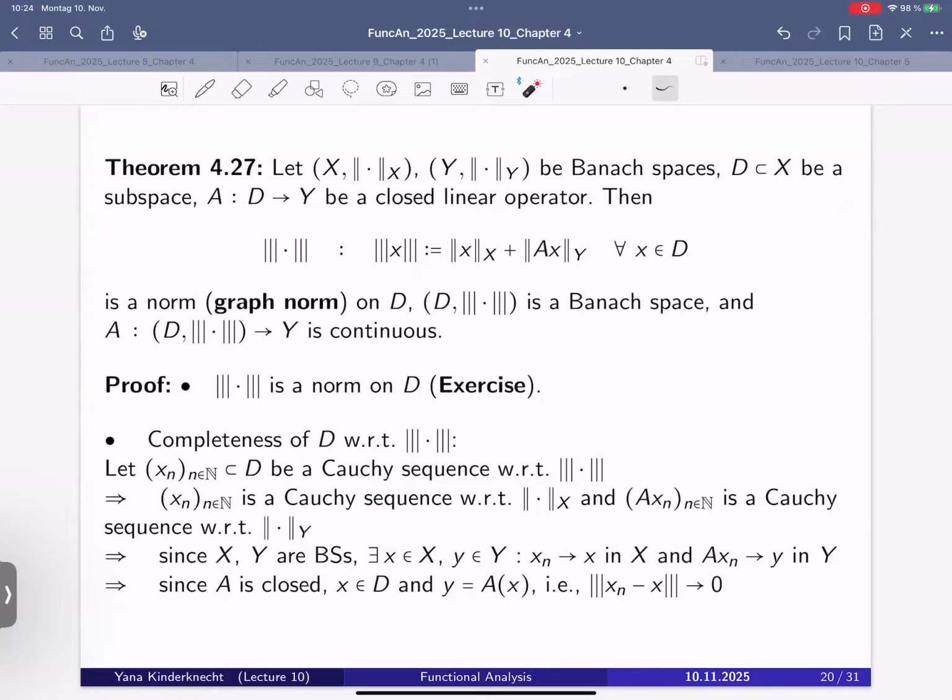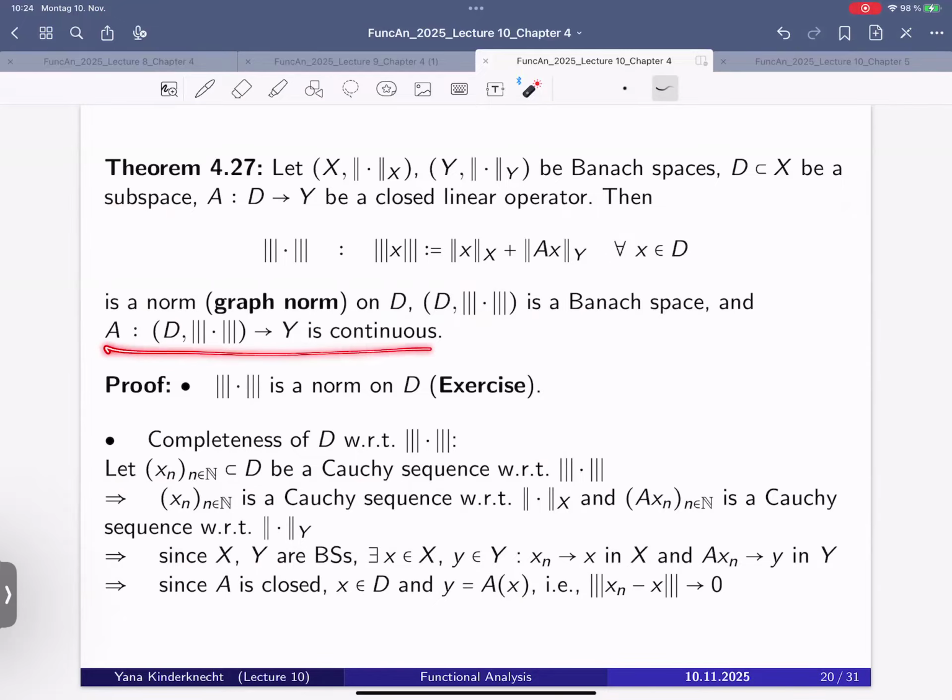And hence, we have shown that for any Cauchy sequence with respect to the graph norm, this sequence converges to X. And hence, this D is a Banach space. It's a subspace of X, so it's a vector space. And it is a complete vector space with this graph norm, so it's a Banach space. Okay, everything is clear? Yes.